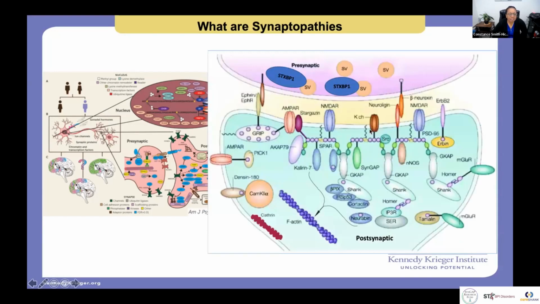But the schematic here features 3 genes that are being discussed today. So STXBP1, SHANK, and Syngap1. And what you'll notice is that STXBP1 primarily functions in the presynaptic compartment, whereas SHANK and Syngap primarily function in the postsynaptic compartment. And SHANK and Syngap are involved in synaptic plasticity mechanisms, whereas STXBP1 is primarily involved in release of neurotransmitters.